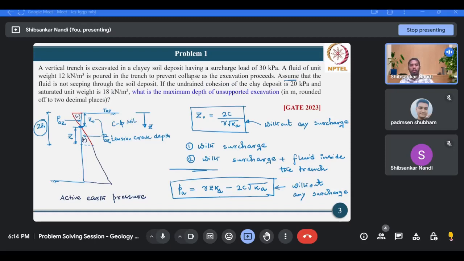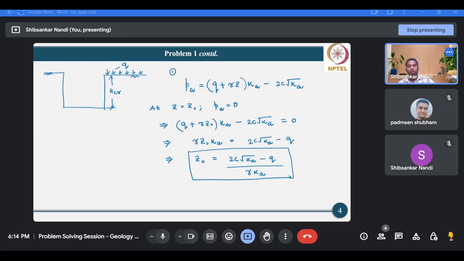So as you can see, if you compare, it is something like 2C root K by gamma root K. Additionally we are getting this term minus Q due to the application of surcharge. So that means your Z0 is basically reducing.